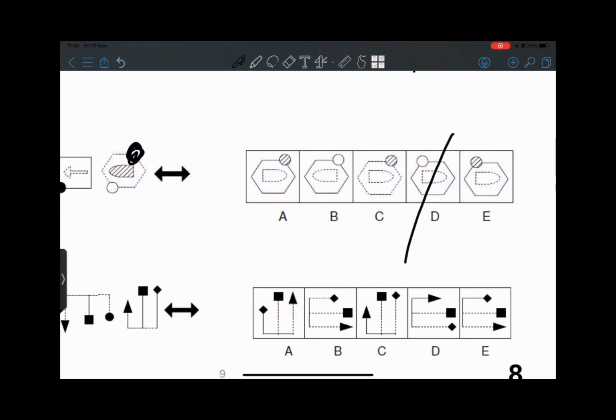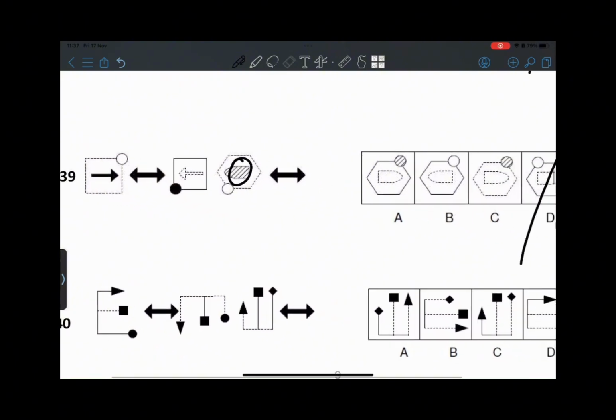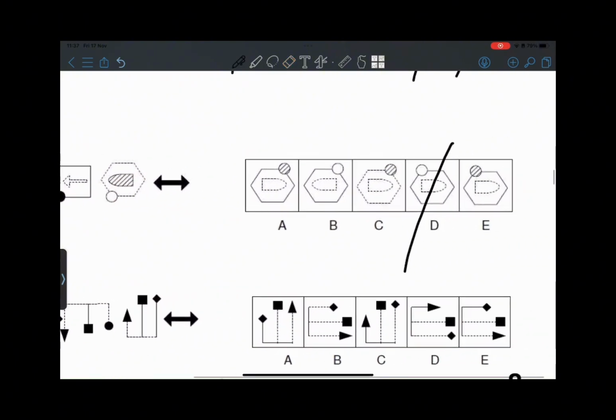So you can already cancel out D, and what you can see is the circle also changed colour to black, seeing like to the colour of this, right? So the circle is going to change to this shading, so it can't be white. And it can't be E, so we're left with C or A.